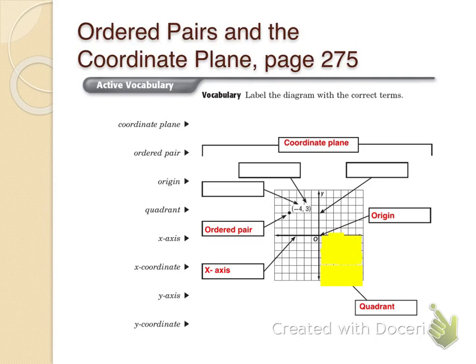The next is x-coordinate. The x-coordinate is the first coordinate in an ordered pair. So that -4 in that ordered pair, the very first number, is called the x-coordinate. That tells us where we need to go on the x-axis. Next, y-axis. That is the vertical axis, the one running up and down. And then y-coordinate is the second number in our ordered pair. So we've got the x-coordinate, then the y-coordinate.